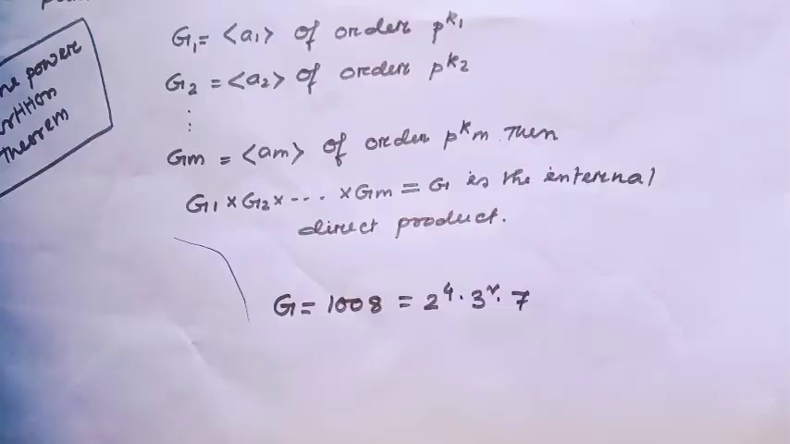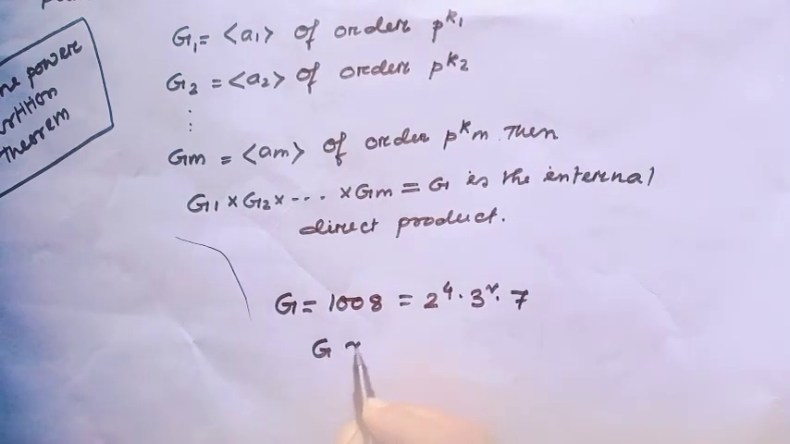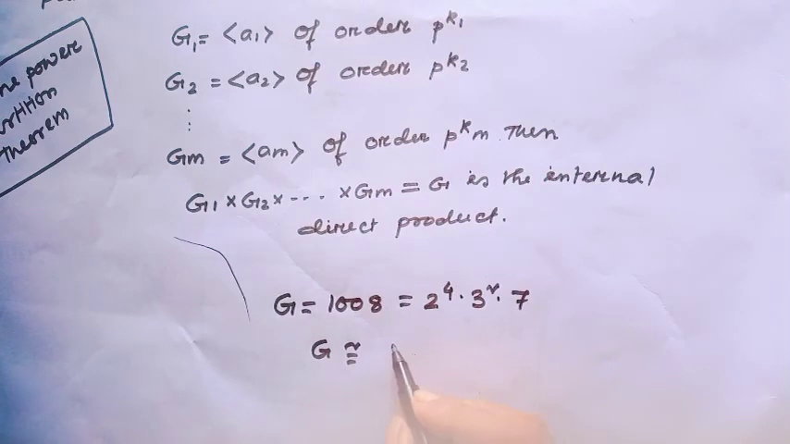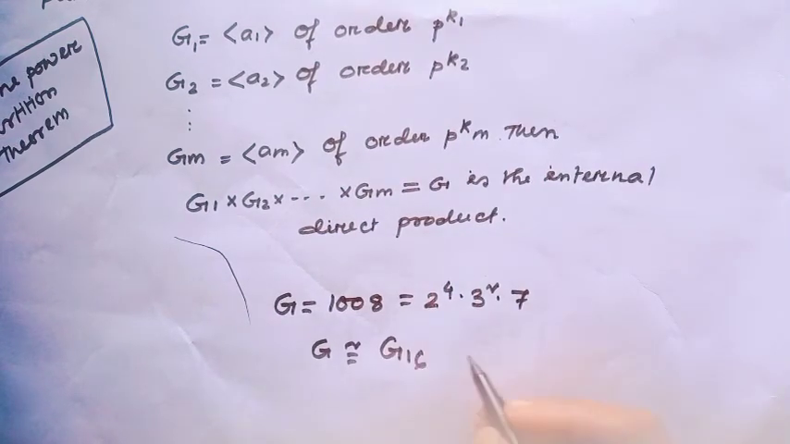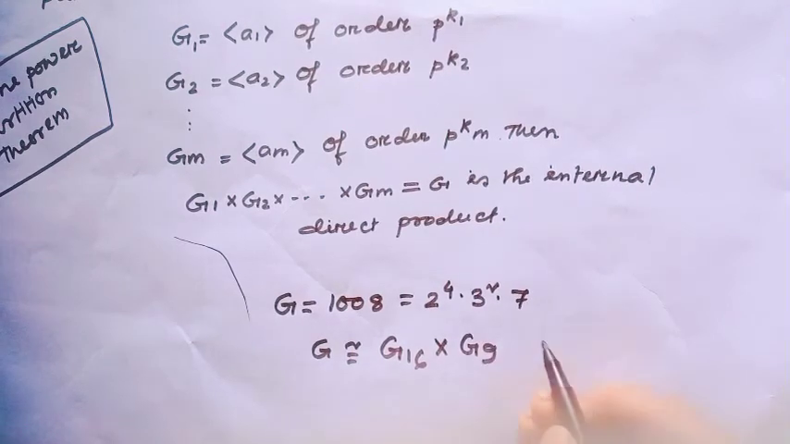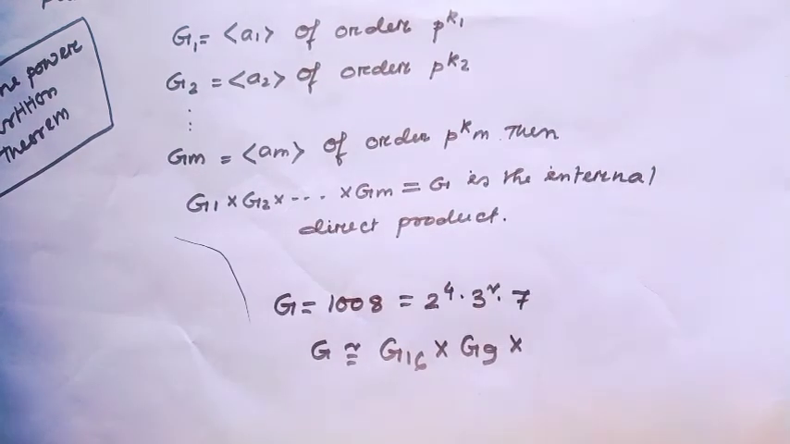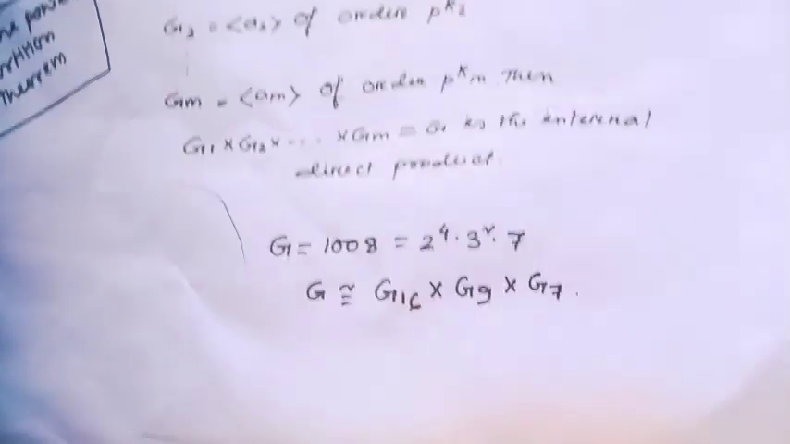Let's consider one example, where the order of G equals 1008, which we can write as 2 to the power 4 times 3 squared times 7. And look, these are products of distinct primes. So we can say G is isomorphic to some abelian group of order 16, direct product some abelian group of order 9, direct product some abelian group of order 7. And here 2 to the power 4.